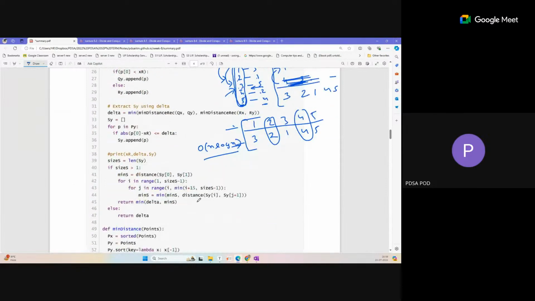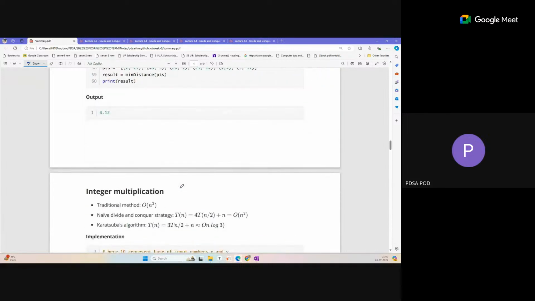Any query in this? No query, then let's move to the next.